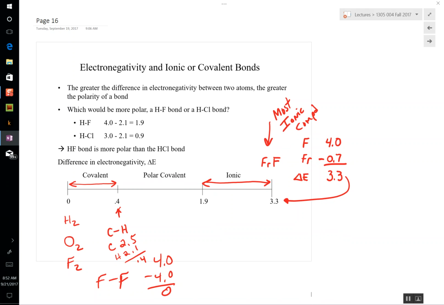So let's take a look at water. It's H2O. It's made up of hydrogen and oxygen. So it's got two of these bonds there, but let's just ask about this one bond right here. What is the delta E of that bond?